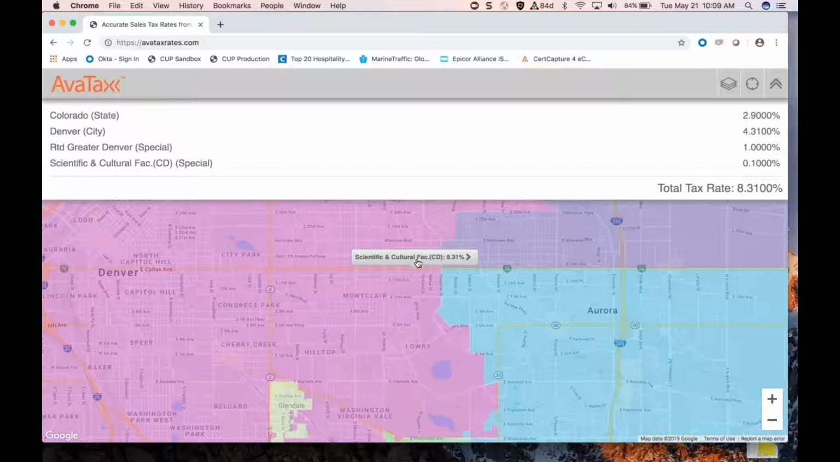That address then rendered an 8.31% tax rate, which is an aggregation of the state levy tax at 2.9%, City of Denver tax at 4.31%, and then what you're seeing is those special or regional taxes, the first being the Regional Transit District of Greater Denver at 1%, and we're also intersecting with the Scientific and Cultural Facilities tax at 0.1%.